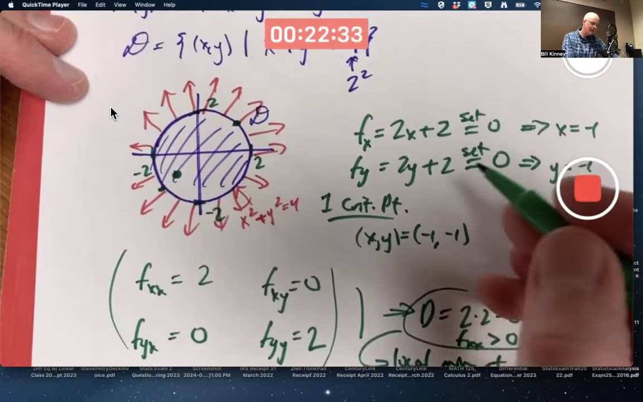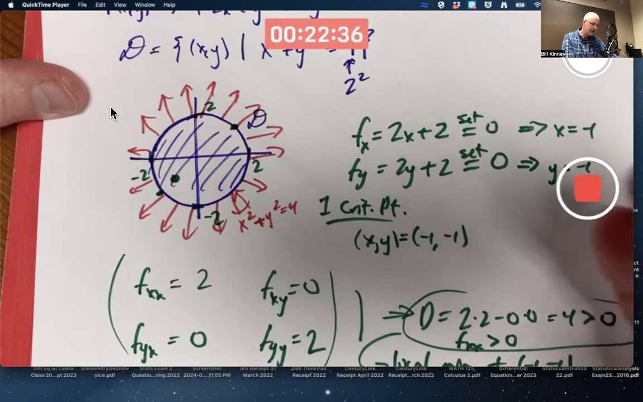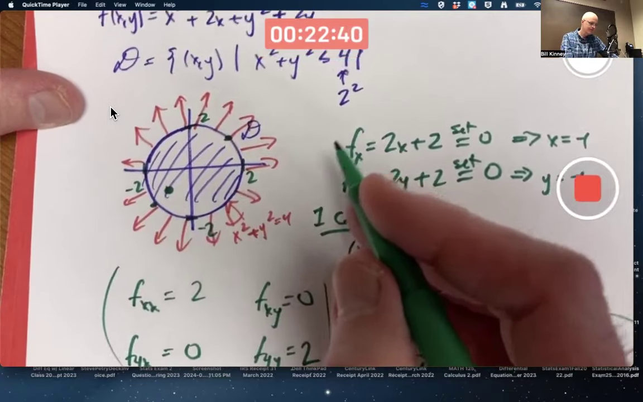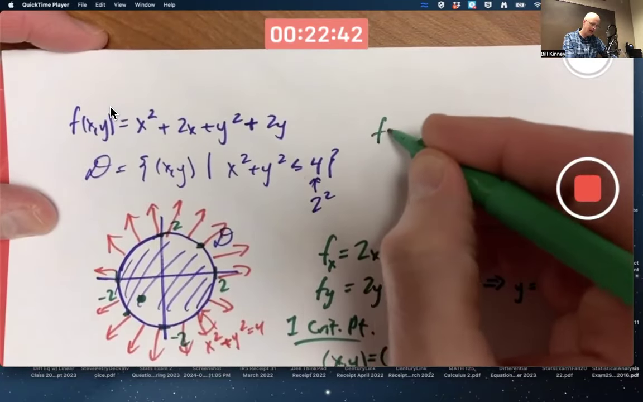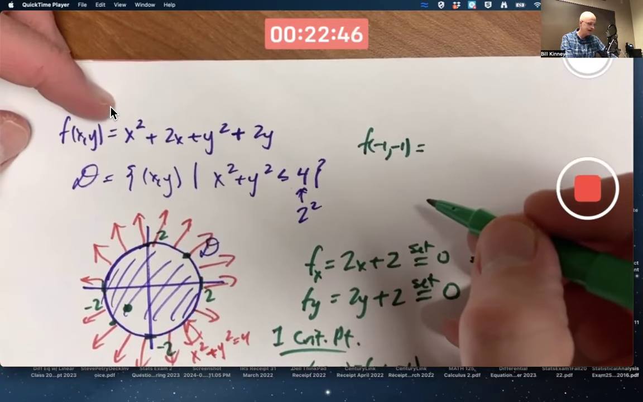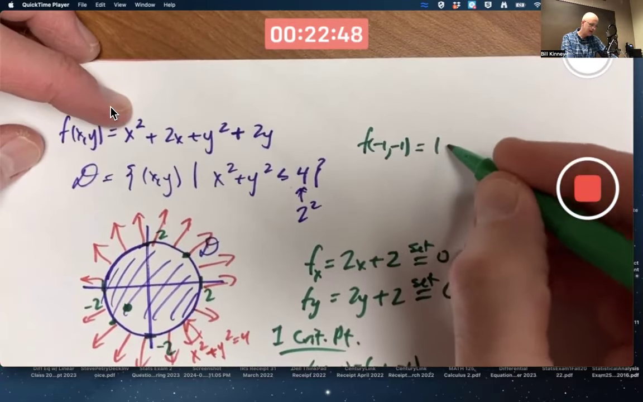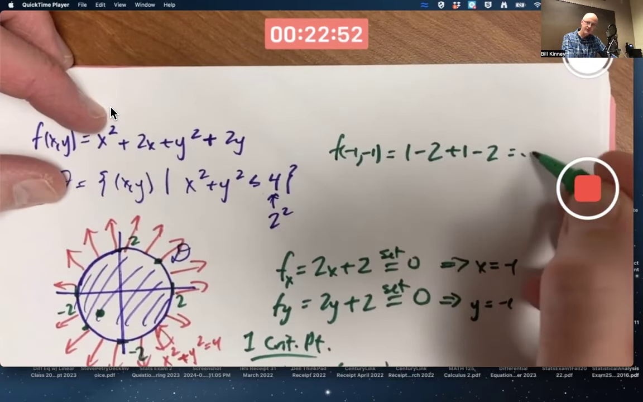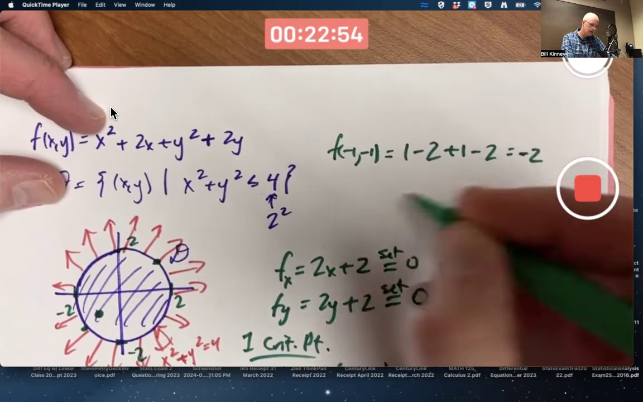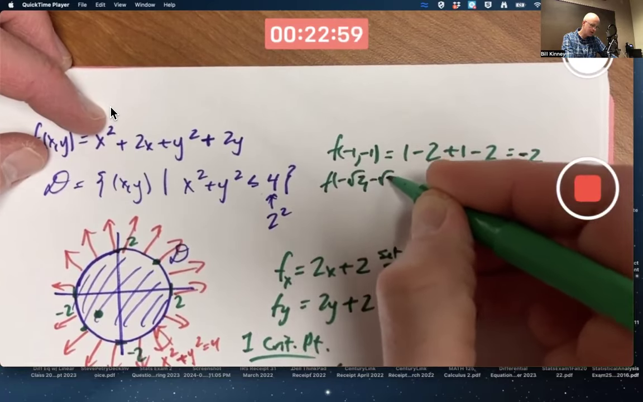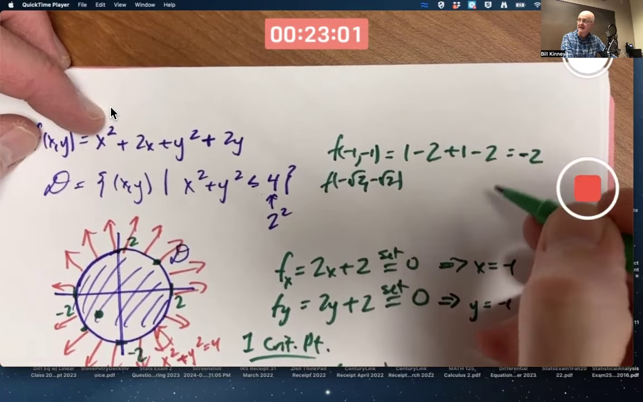Then you check, if you want to be thorough about it, what the function values are at these points. F of -1, -1. It's going to be the global min. Its value is going to be 1 minus 2 plus 1 minus 2, which is -2. F of negative square root of 2, negative square root of 2 is going to be bigger, slightly at least.